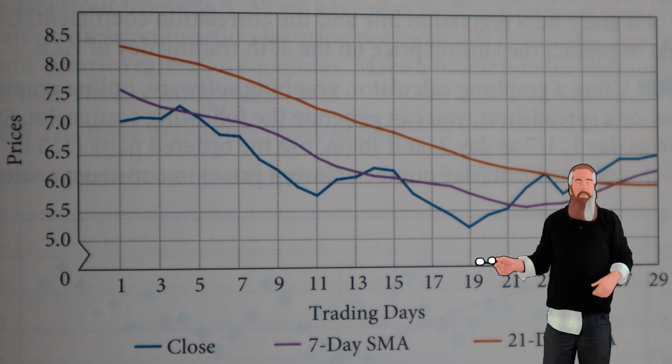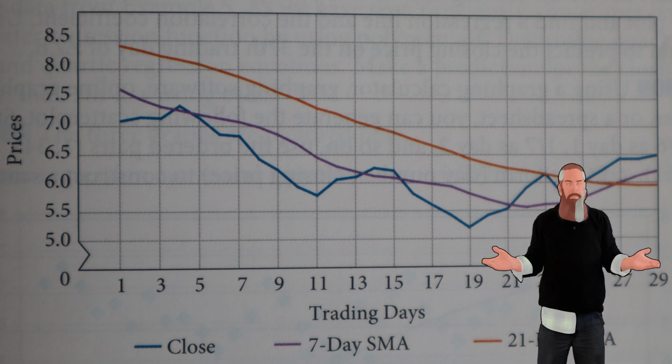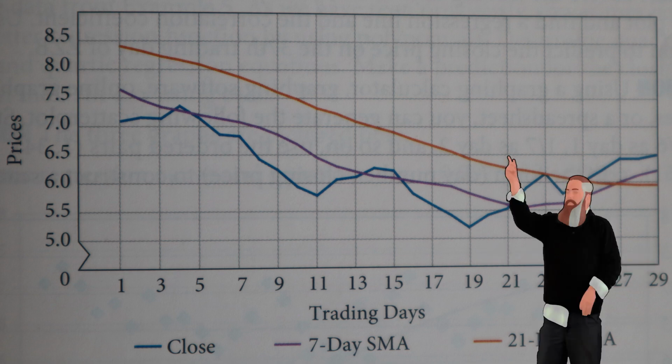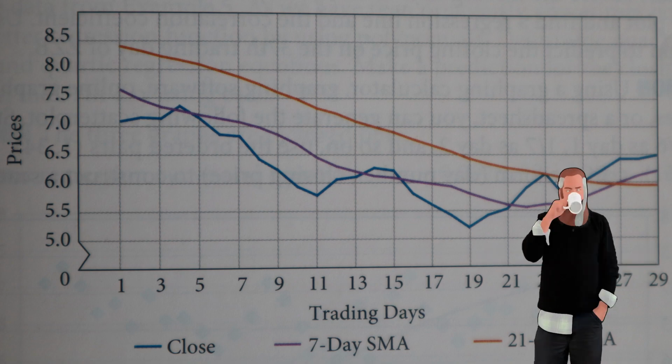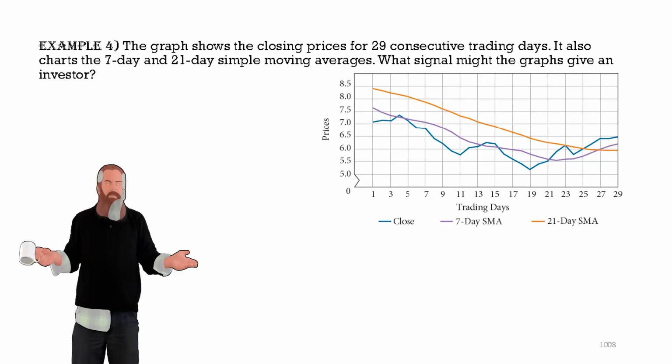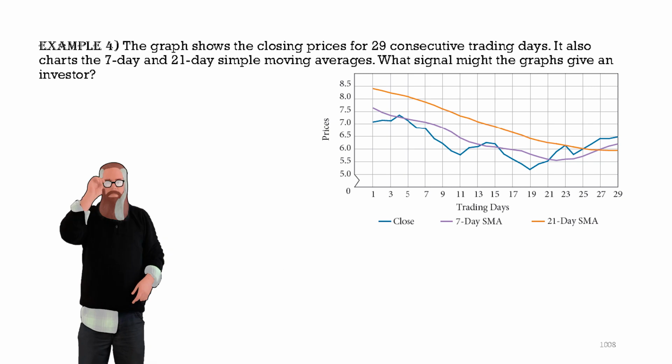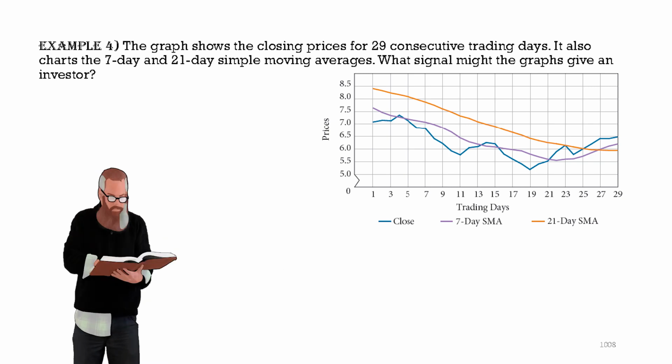Some say that an investor should consider buying when the fast-moving average graph overtakes or rises above the slow-moving average graph. Likewise, an investor might consider selling when the fast-moving average graph crosses below the slow-moving average graph. The graph shows the closing price for 29 consecutive trading days. It also charts the 7-day and 21-day simple moving averages.